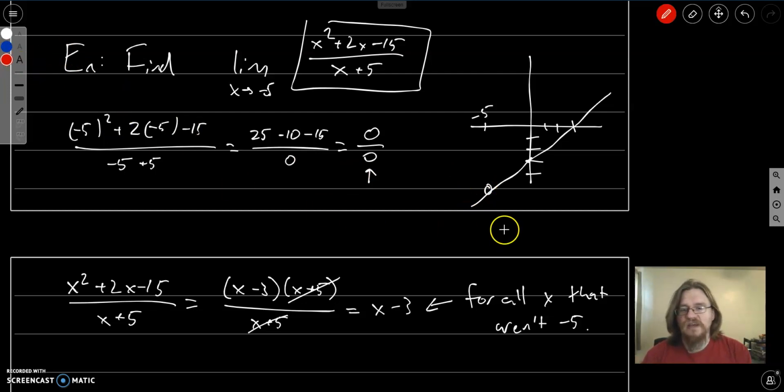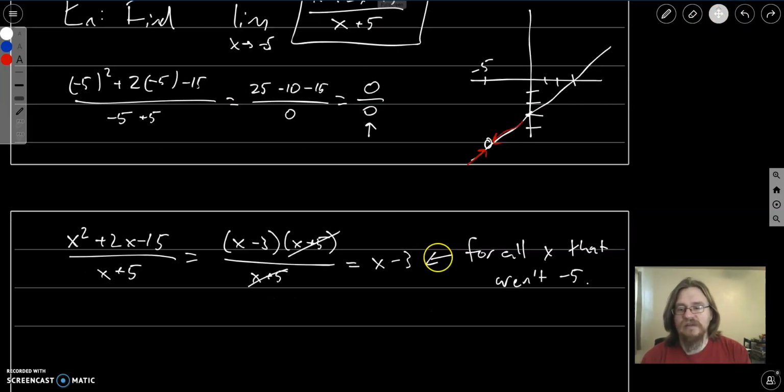But if we're talking about a limit, we're talking about what happens as we get closer and closer to -5. The limit doesn't care what happens at -5. At -5, our function value could jump up there. At -5, our function value could exist right there, or maybe just doesn't exist at all. A limit doesn't care about what happens right at that point. It only cares about what happens really close to that point.